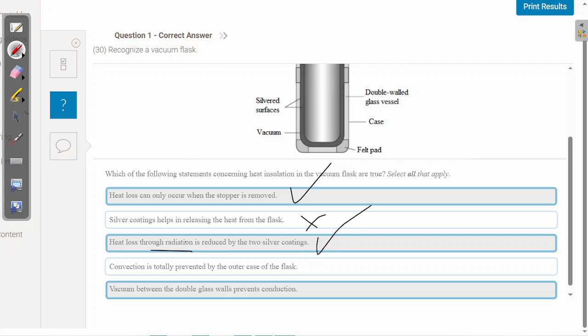Convection is totally prevented by the outer case. That's wrong. Convection is stopped by the vacuum. Vacuum between the double glass walls prevents conduction. This is correct. So vacuum stops conduction and convection. And radiation is stopped by the silvered surfaces.